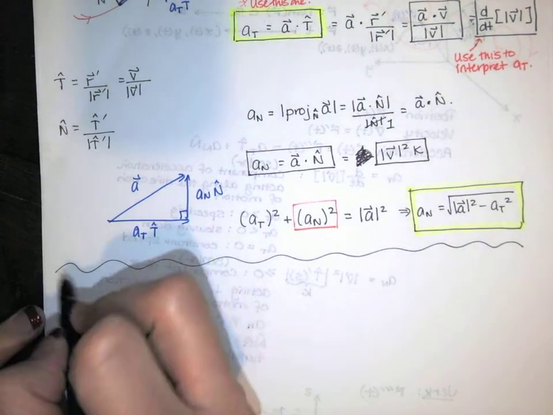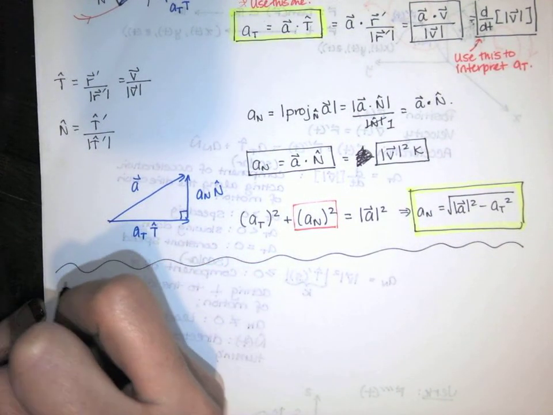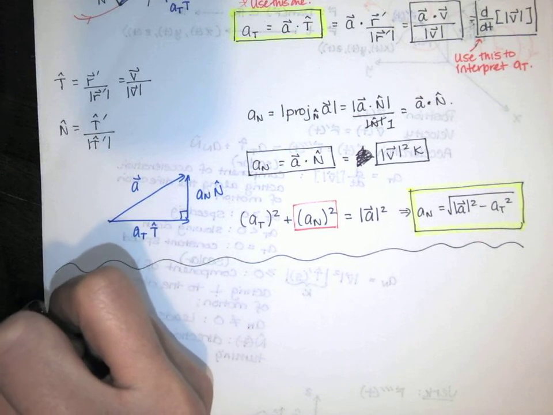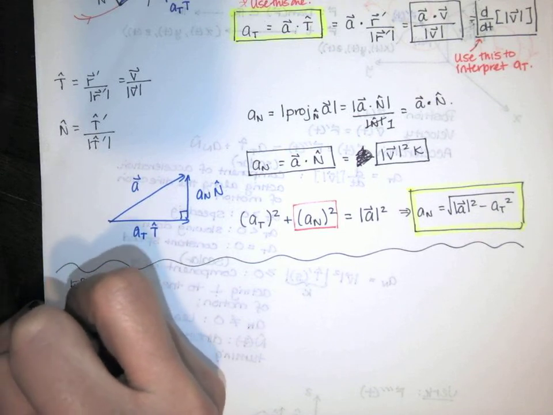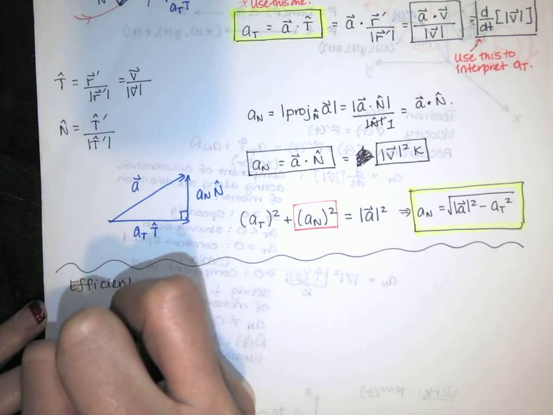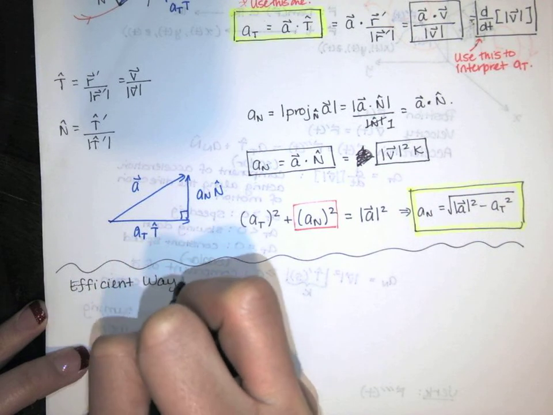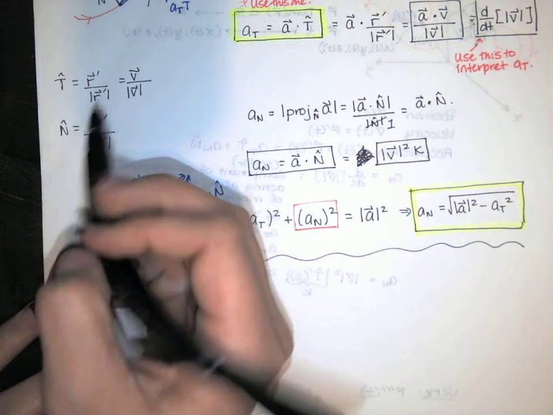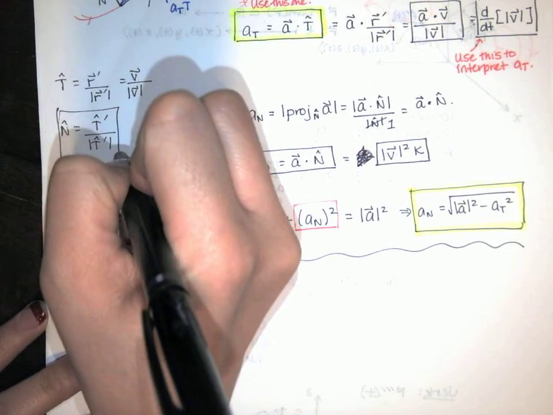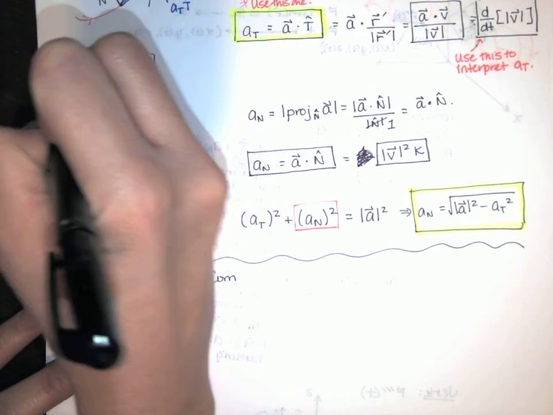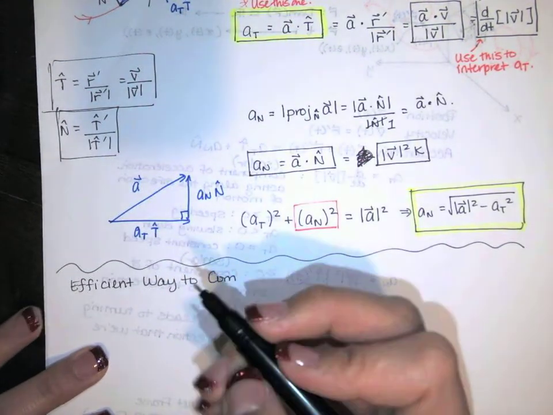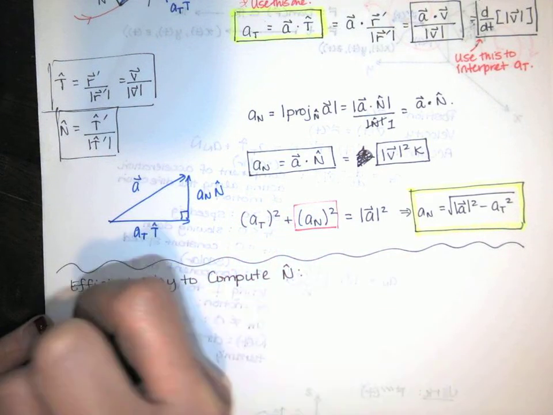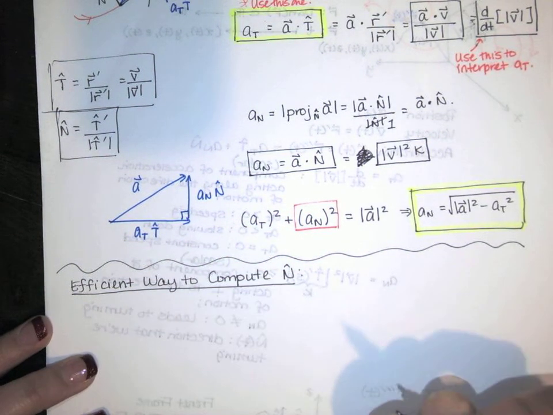Let's say somebody is asking you to find n hat. The most efficient way to compute n hat is not to use this formula. This is a good formula. It's the definition, and that's the definition of t hat, but I don't want to use it. The most efficient way to compute n hat is like this.